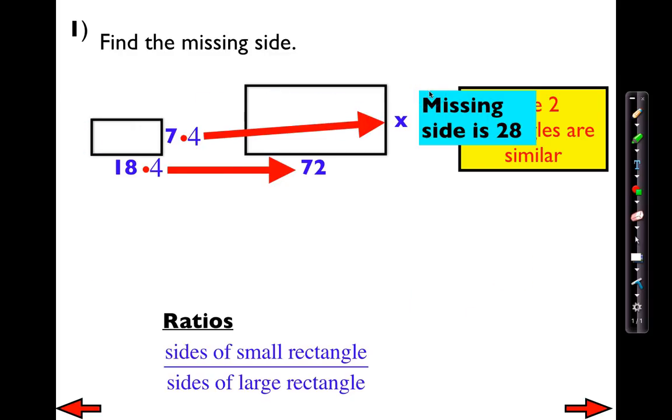Now looking at the ratios, if you compare the small rectangle to the large rectangle, you will see the length of the smaller rectangle is 18, the length of the larger rectangle is 72, and that's going to be equivalent to the height of the smaller rectangle, which is 7, and of course the larger rectangle, which we just found, is 28. If you reduce these, they will all reduce to 1/4.